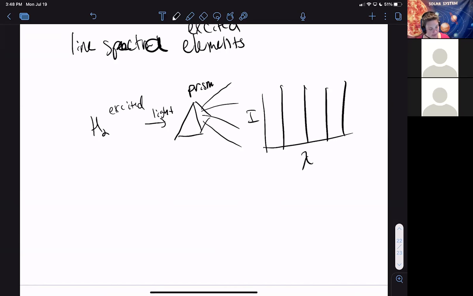So we see this, and initially nobody could really explain what was going on. The first person who tried was Johann Balmer. And he came up with the Balmer equation, which was then further manipulated to give us the Rydberg equation.